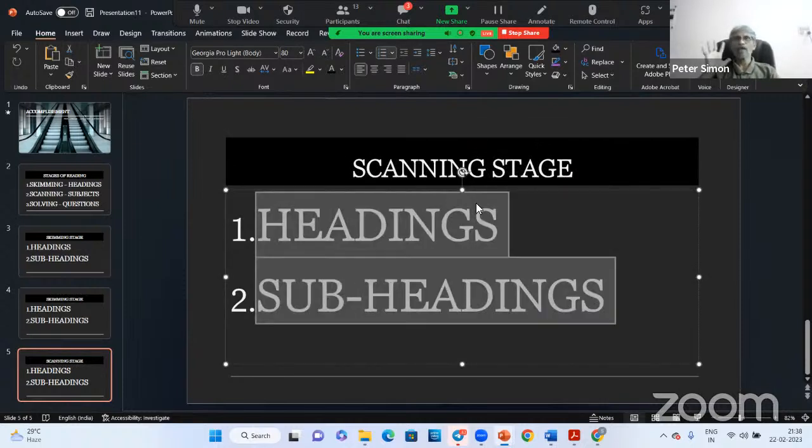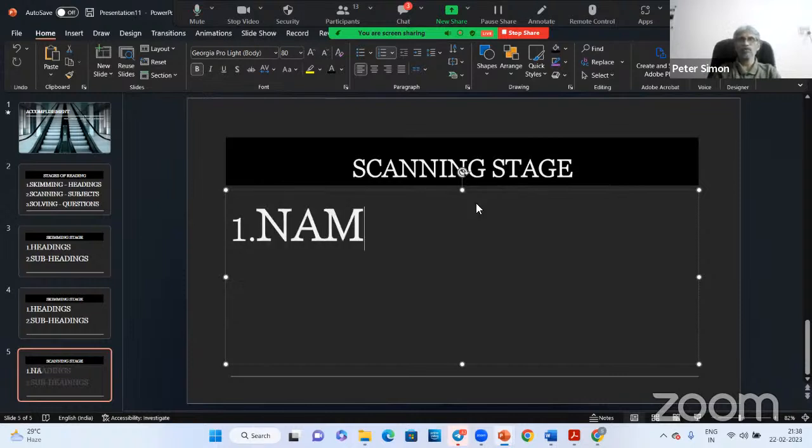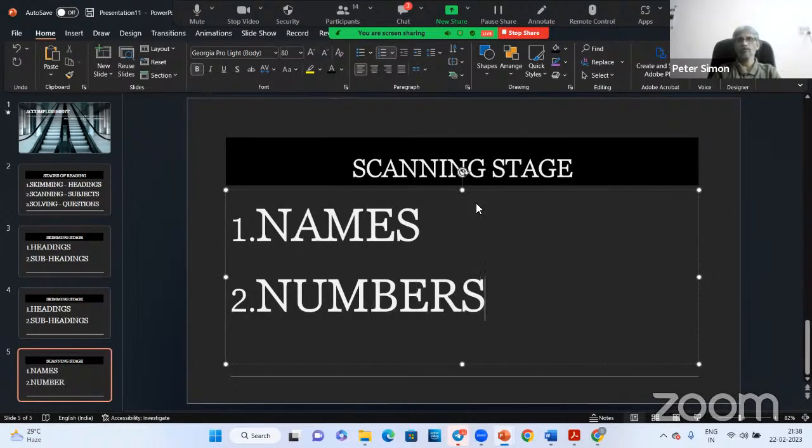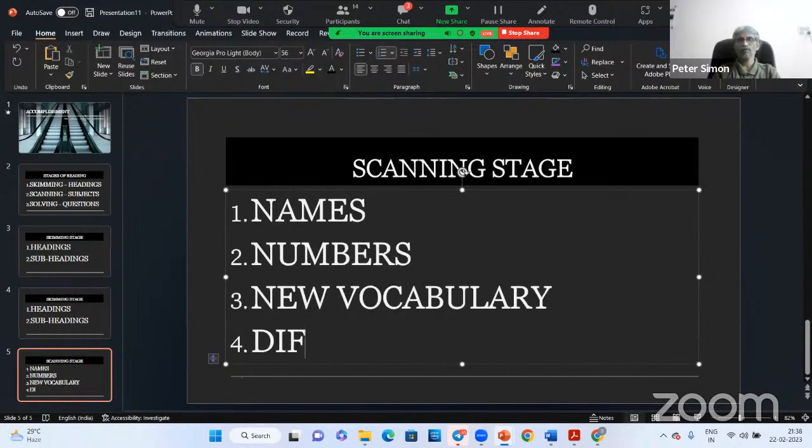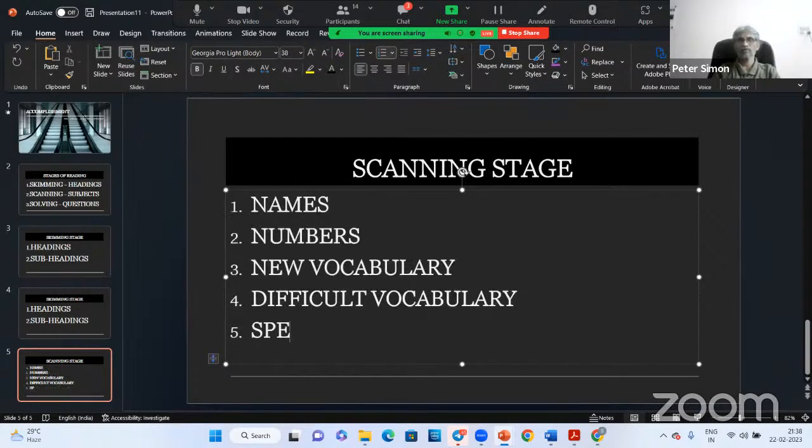Scanning stage. You have to scan for 5 different things. First one is names, numbers, new vocabulary, difficult vocabulary, and special phrases like idioms and other things. So names, numbers, new vocabulary, difficult vocabulary, special phrases. These are the 5 areas you have to notice. Okay, first one. If you study names, you will get 50% of the answers.